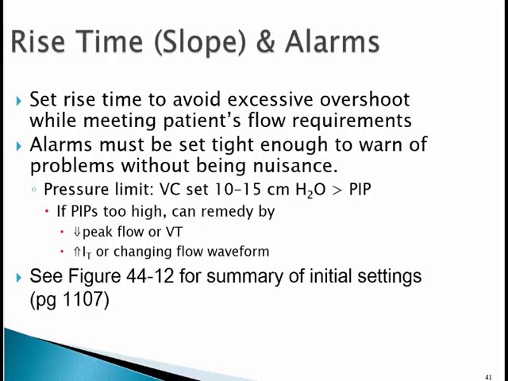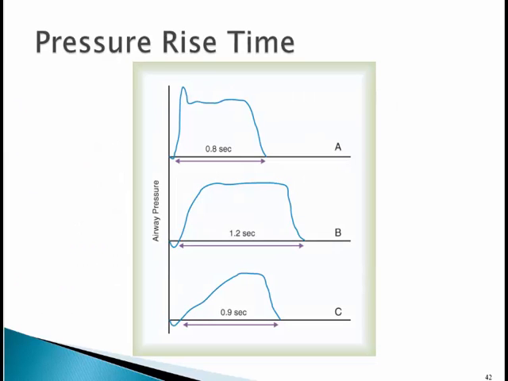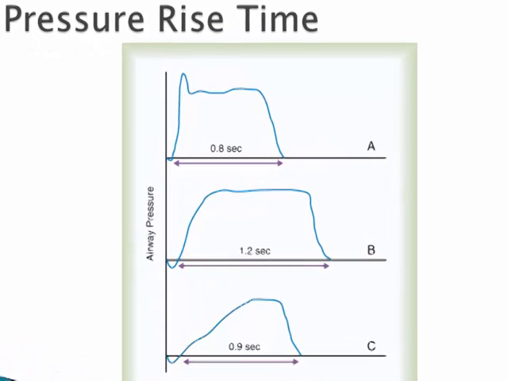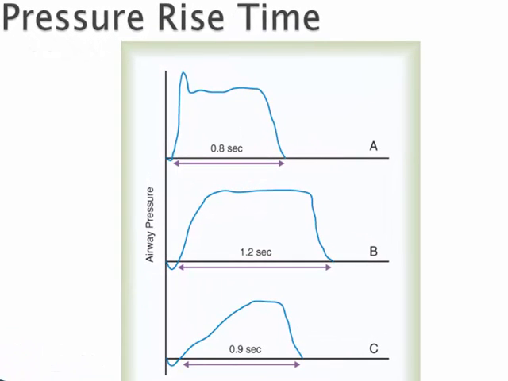See figure 44-12 for a summary of initial settings. That's on page 1107. This is figure 44-8 on page 1106. This is the effects of changing rise time during pressure-targeted breaths for a patient who prefers moderate flow.